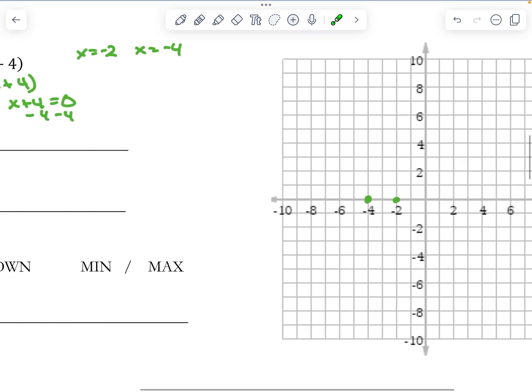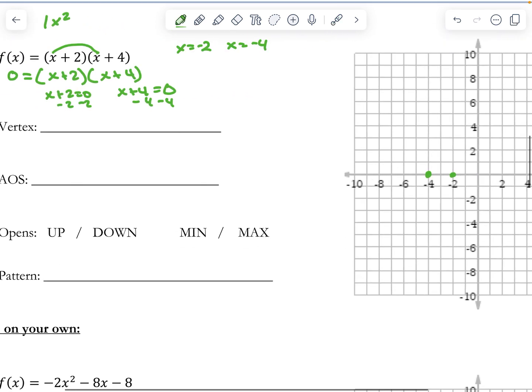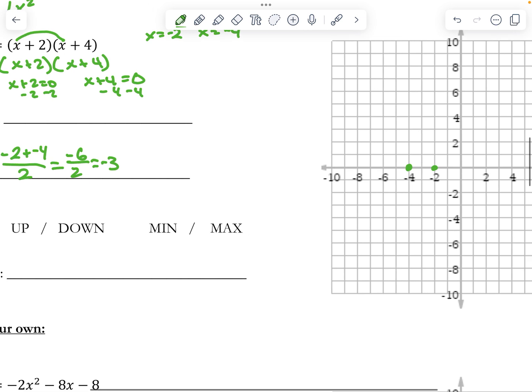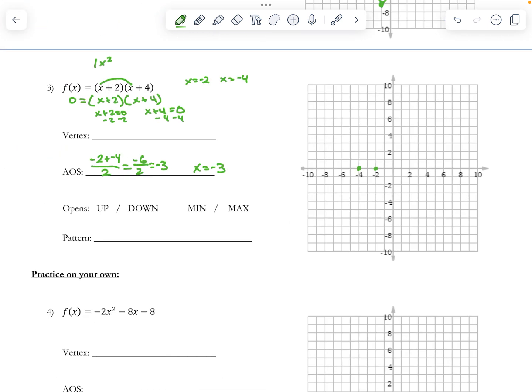In this case, it's very easy to see, but if you wanted to find your axis of symmetry, then what we need to do is find the average of those two numbers, -2 and -4. -6/2, which gives us -3. All right, so we found our axis of symmetry. X is -3.